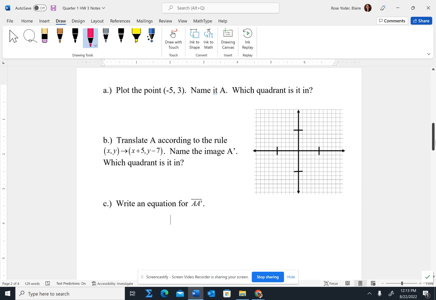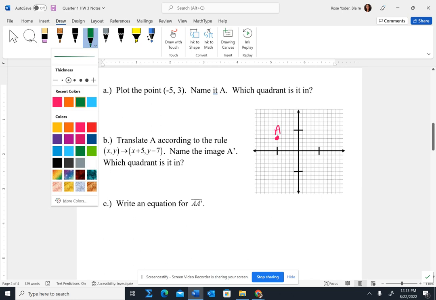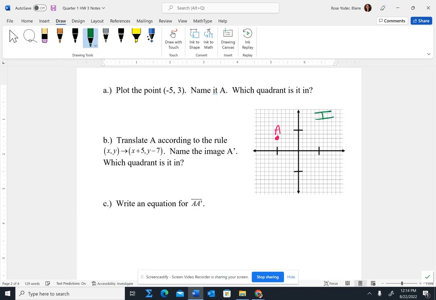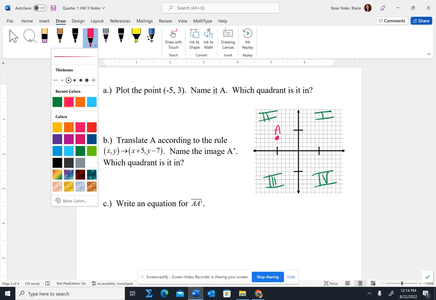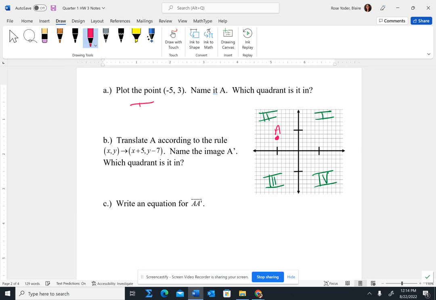First, it says to plot the point -5, 3, and call it A. It says, what quadrant is that point in? So let's refresh our memory about quadrants. The top right, where everything is positive, is quadrant 1, and then go counterclockwise. So which quadrant is point A in? It is in quadrant 2.